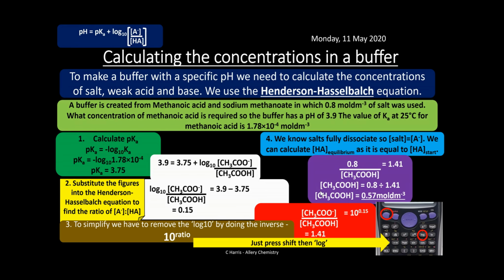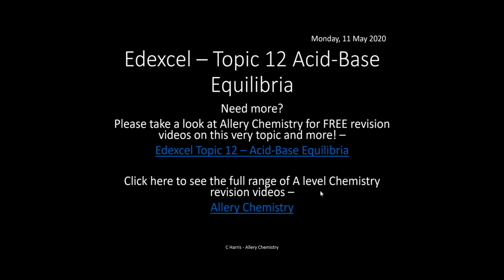So you can see there's a lot of different aspects there. We've just got to make sure we're doing it in a methodical way. Work out your ratio first, simplify it by taking the inverse log, and then once we've done that, we can actually work out the concentration of what we need to know, and then we can make our buffer, which is marvellous. Okay, so wow, that was a marathon.